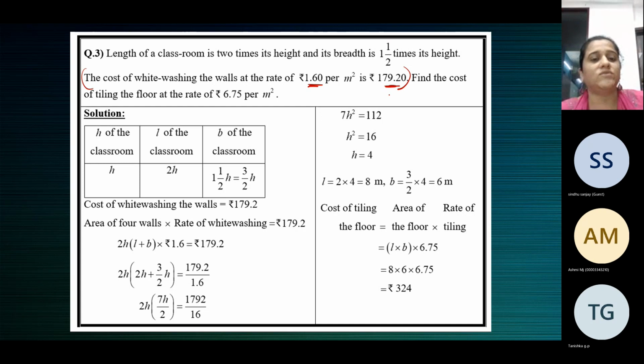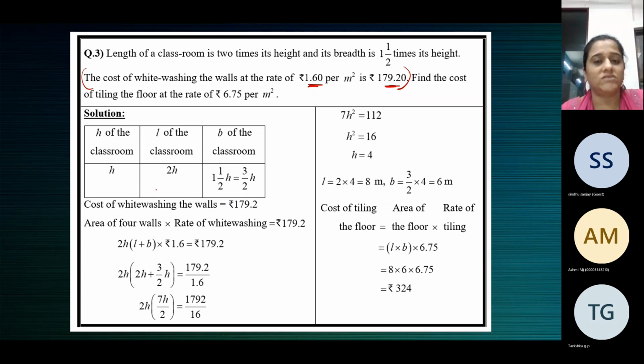Have they given you any information about the doors and windows? No. So then you should take the area of the 4 walls, that is 2H into (L plus B), as the area. You do not know anything about the doors and windows, so just take that area as it is. That is the area which is to be whitewashed.